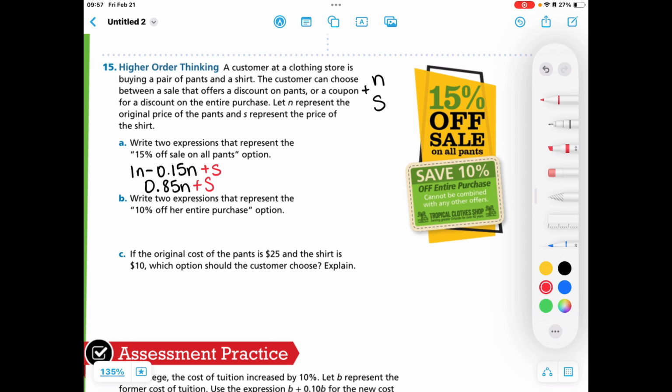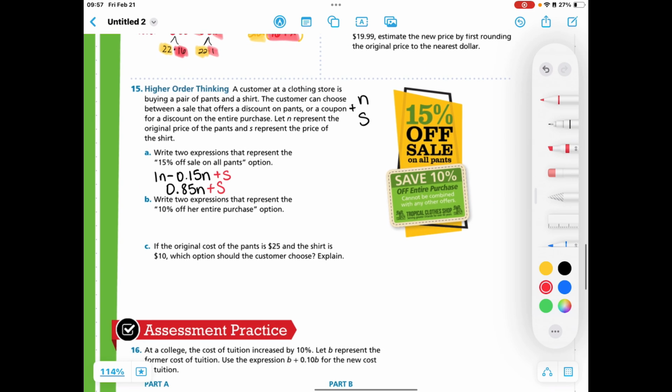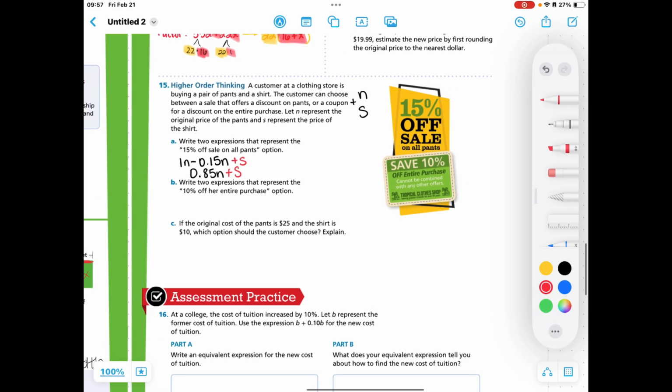Now after that, you have to write an expression that represents 10% off the entire purchase. And that's where I'm stopping. That was the bell. You have the rest to do. If you have any questions, please let me know, and I'd be more than happy to help you out.